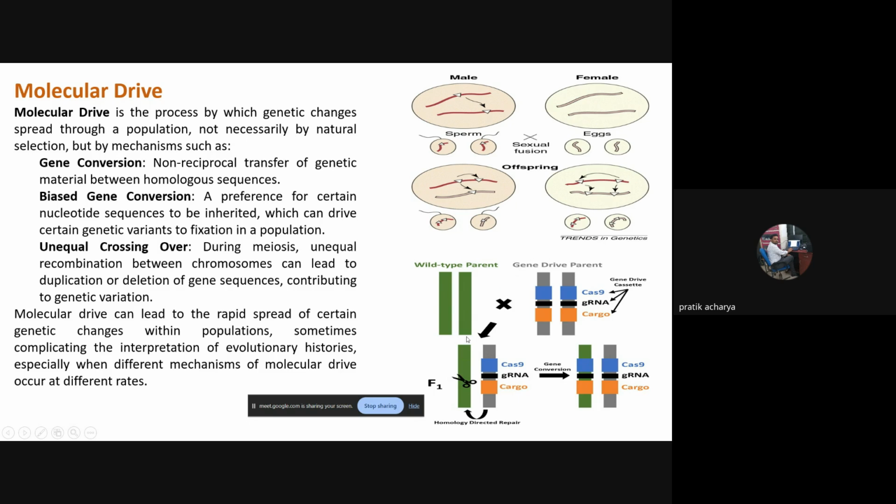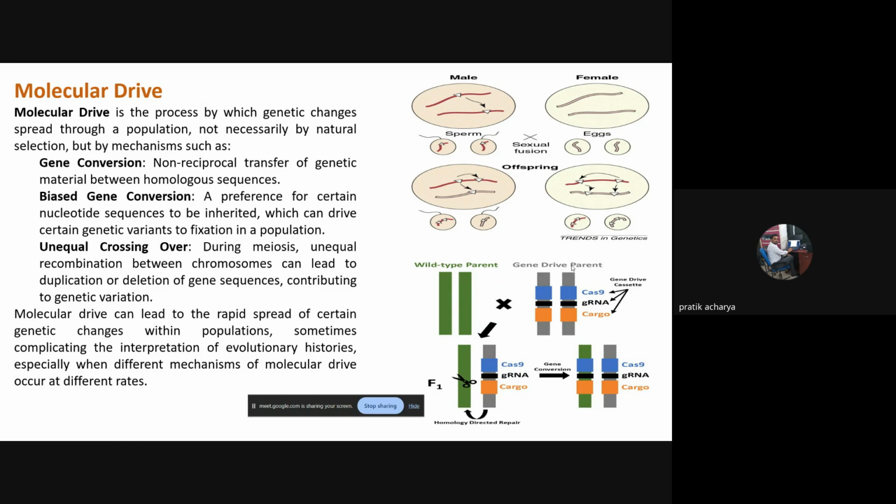Just look at this picture. This green color is incorporated here in the new gene, and some of these colorful segments of the gene drive parent are incorporated into the wild parent. So this is the change that actually happened due to the crossing over process, and crossing over is responsible for this kind of change during sexual reproduction.